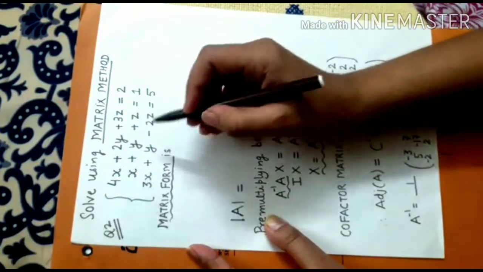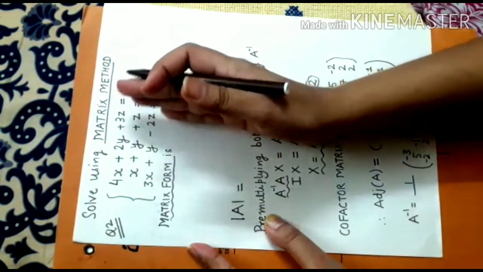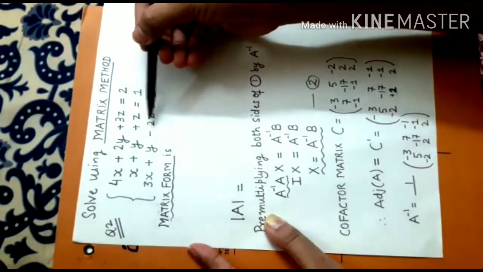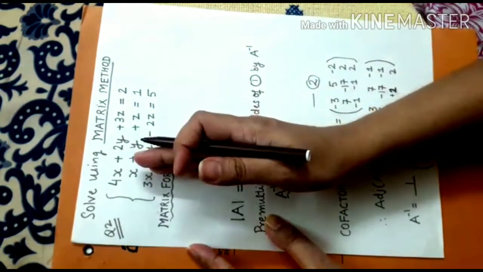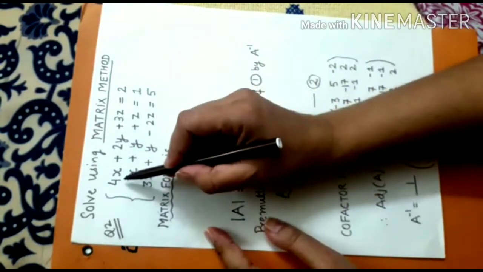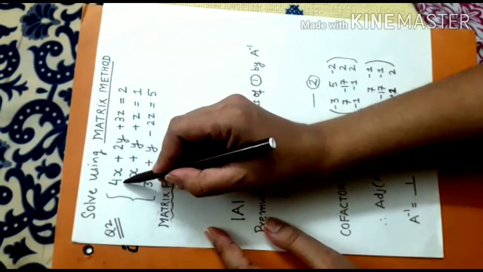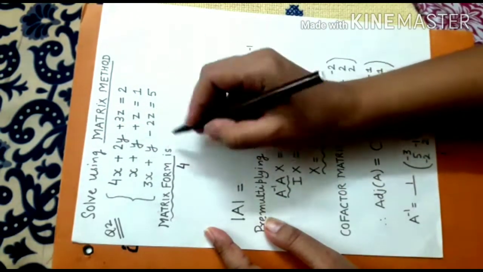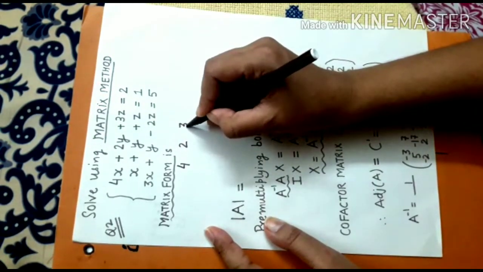But before that, make sure that all the terms containing the variable are on the left hand side. So you can see that in all the three equations, the terms containing the variables are on the left hand side. So pick up the first equation. The coefficient of x is 4. So I write here 4. Coefficient of y is 2. Coefficient of z is 3.